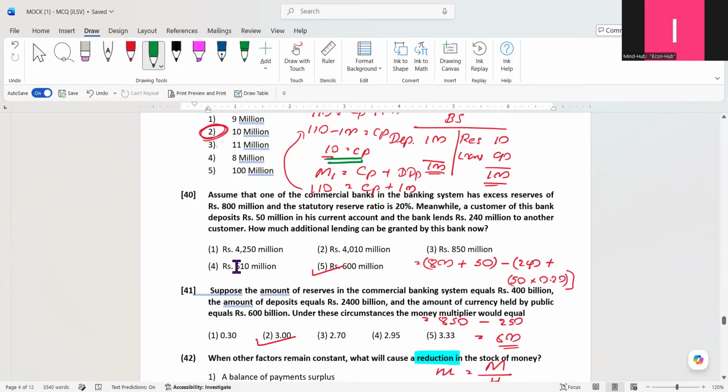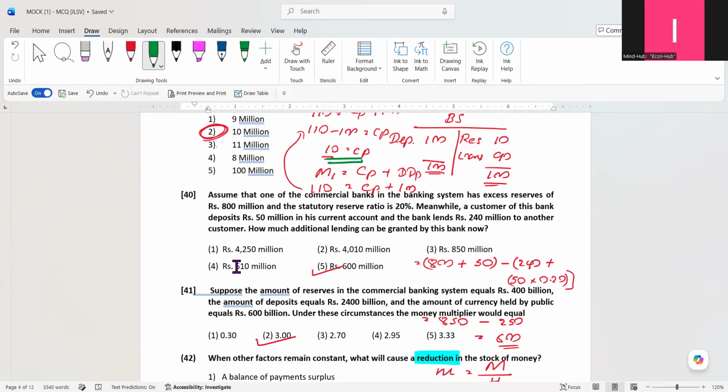40. Assume that one of the commercial banks in the banking system has excess reserves of 800 million and the reserve ratio is 20%. One bank, okay? Meanwhile, a customer of this bank deposits 50 million in his current account and the bank lends 240 million to another customer. How much additional lending can be granted by this bank? After all this is done, if you can find the excess reserve, your answer is found.